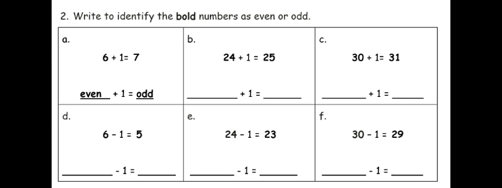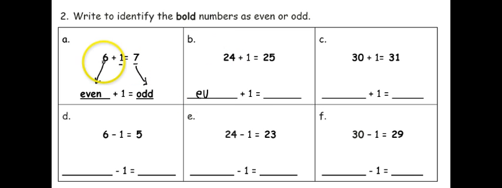The next section tells us to identify the bold numbers as even or odd. The first problem has been done for us. We started with the number 6, which is an even number. We added 1 to it. That gave us the number 7. 7 is an odd number. I can make 6 using 3 and 3. I cannot make 7 using 2 rows of the same number, so 7 is odd.